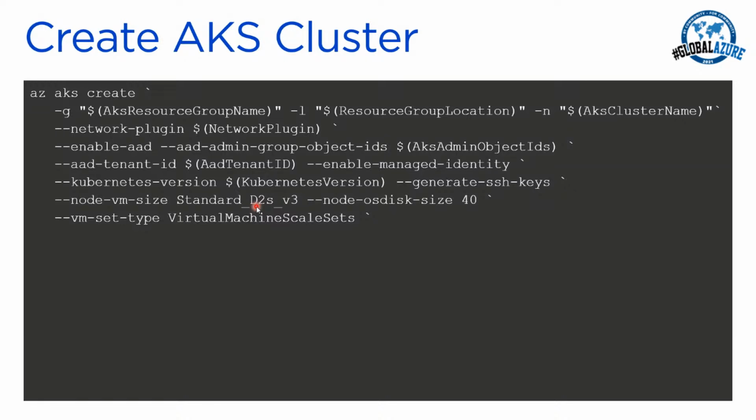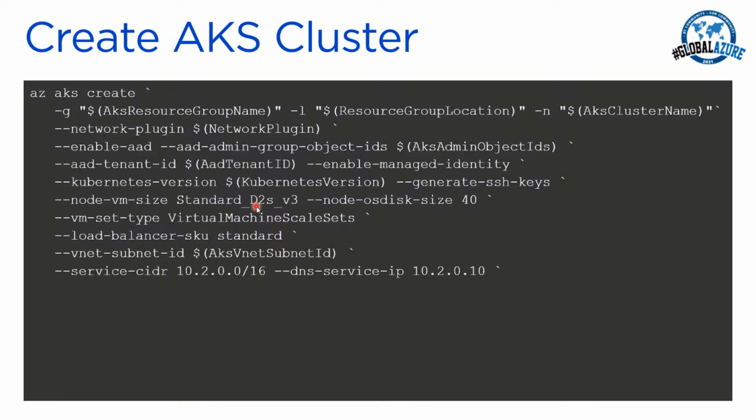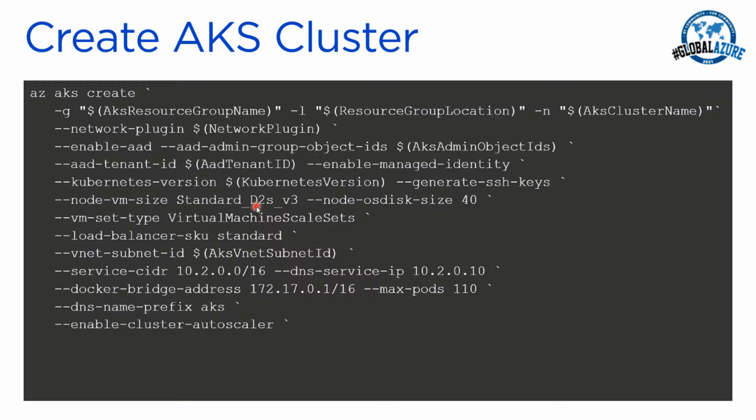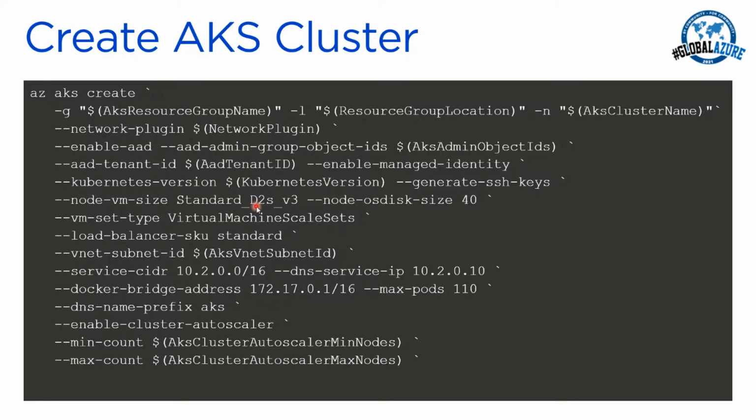Then we can define what we want to have. So here we want to have a virtual machine scale set. We need to use a load balancer in a standard SKU. We have the VNet we created so far, some service internal networking stuff. So we can define an internal DNS prefix. Then the cluster autoscaler, we can say, okay, what do we need? Min max count of the nodes. So you can automatically scale your cluster and you don't have to sit next to it and scale it manually.